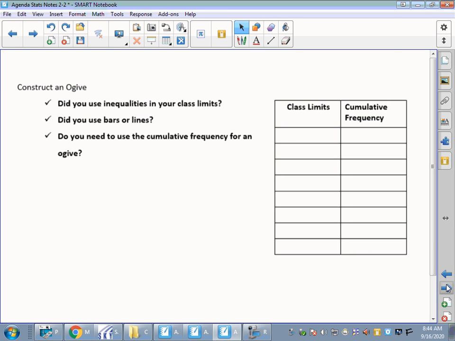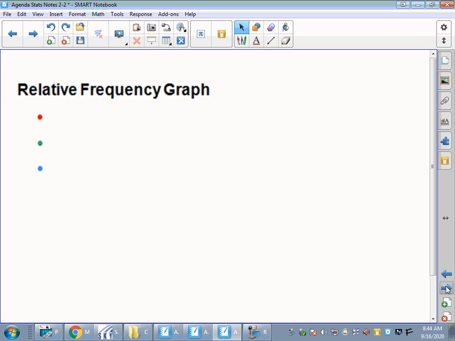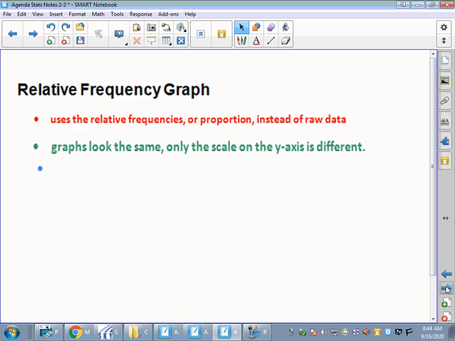Remember class limits. This is always going to be how many pieces of data are less than something. So I put that in there so that you had those things. And a relative frequency graph. So this uses your relative frequencies or your proportions instead of raw data. Some people think of them as percentages. I'm going to ask you to leave them as decimals, usually to 3 places. So the graphs look the same. The only difference between a histogram and a relative frequency graph is that your scale on your y-axis is different.